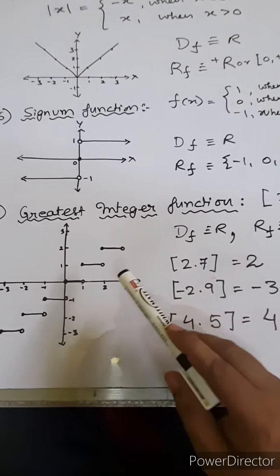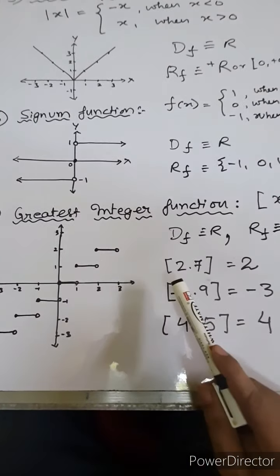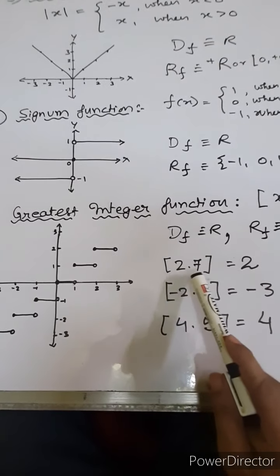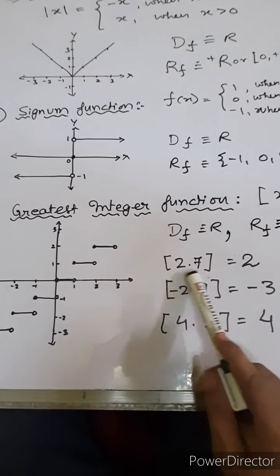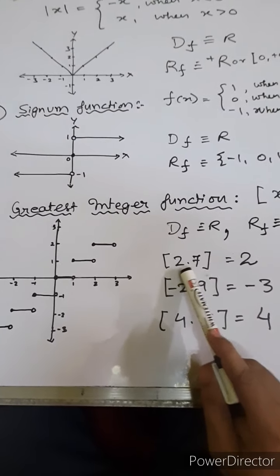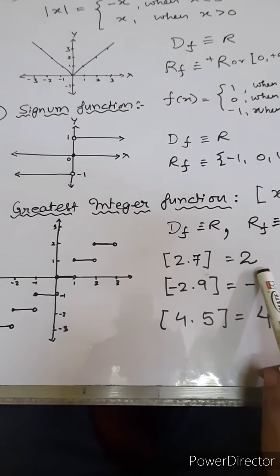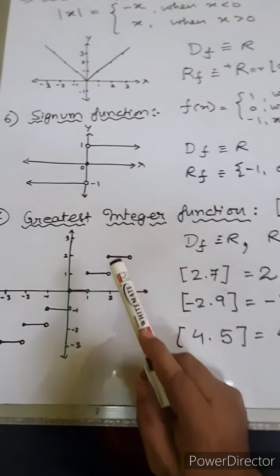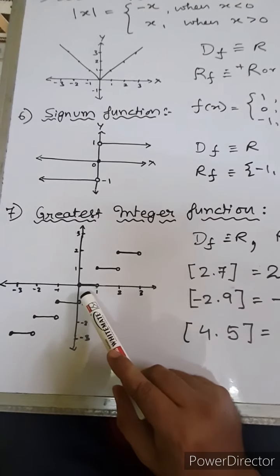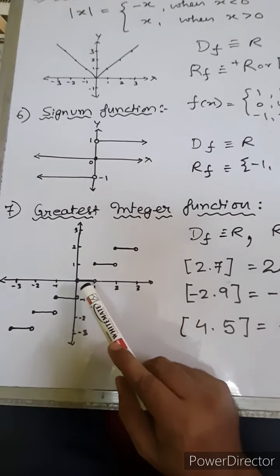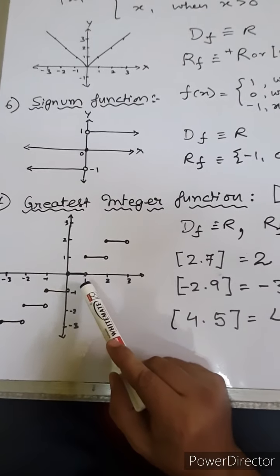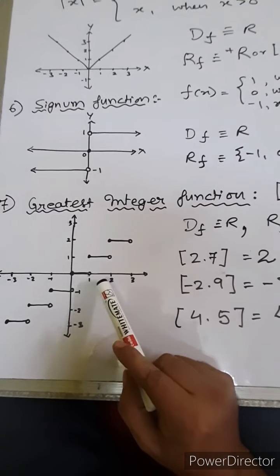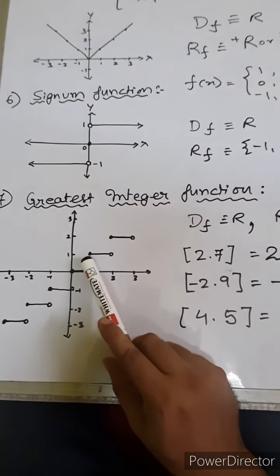That means if you write 2.7 in the square bracket, what is the greatest integer you can find from here? It is 2. So for all the values between 0 and 1, the value of the function will be 0. For all the values between 1 and 2, the value of the function will be 1.